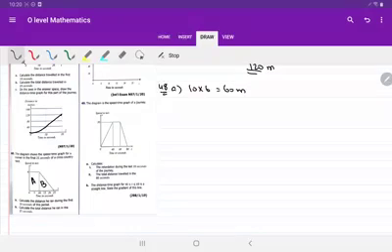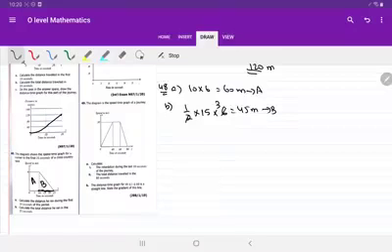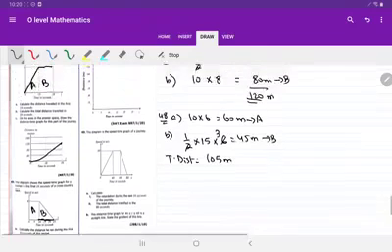Then the total distance he ran in 25 seconds. So if I label this as A and this as B, then A has been found. B is half into 25 and 10. The difference here, 25 and 10, is 15. Height is 6. 45 meters is B. Total distance is 105 meters.